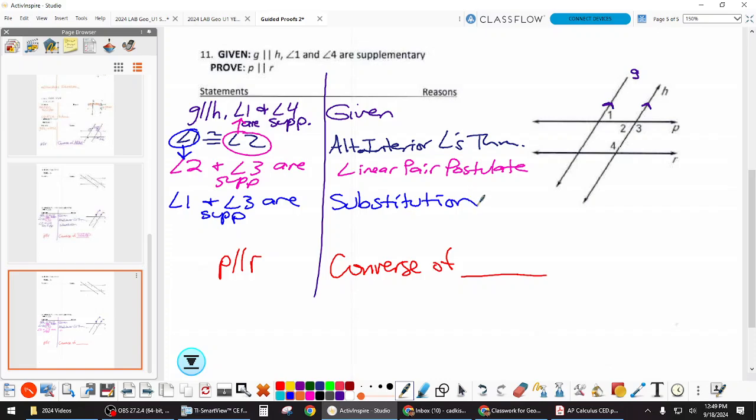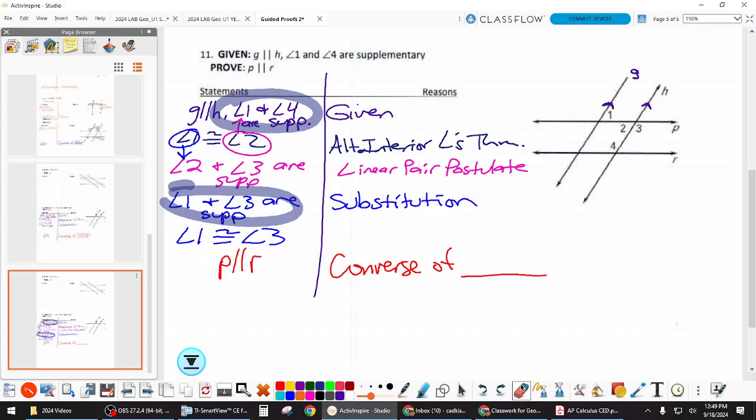Okay, so let's see if you can see this. 1 and 4 are supplementary, and 1 and 3 are supplementary. So what is the conclusion from saying that? It's this. Right? Because 1 and 3 are both supplementary to the same thing. Oh, sorry, I have this wrong. It's 4. Sorry about that. These are both supplementary to angle 1. So they must be equal to each other. They have to be, right?